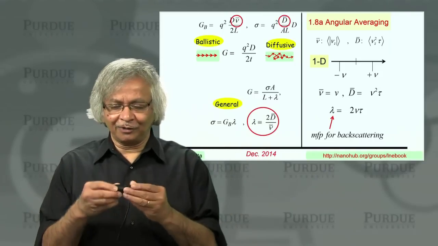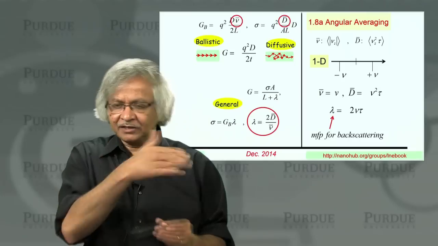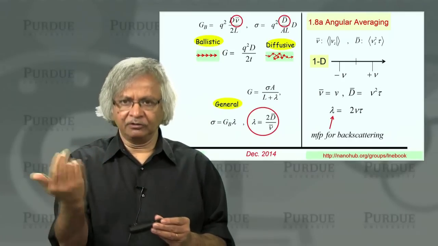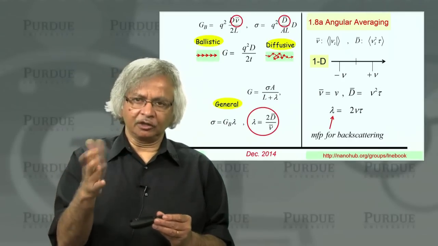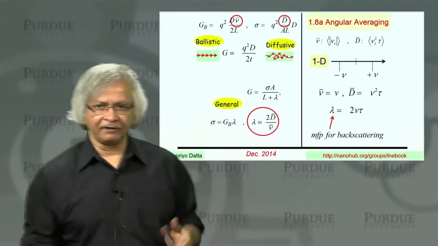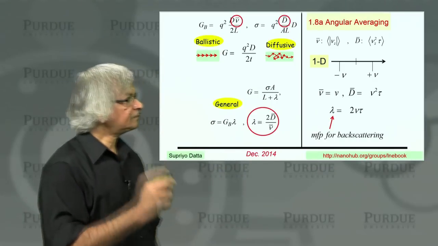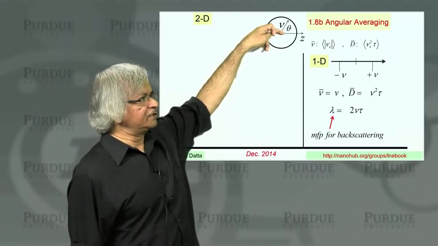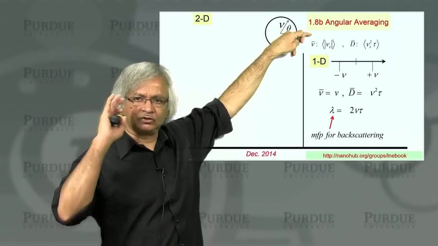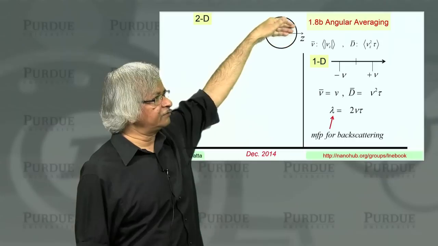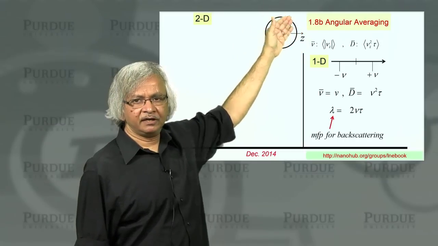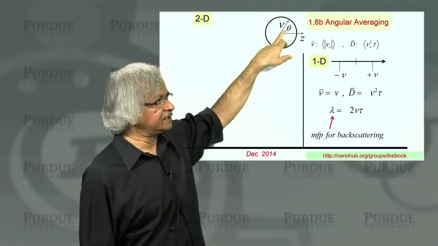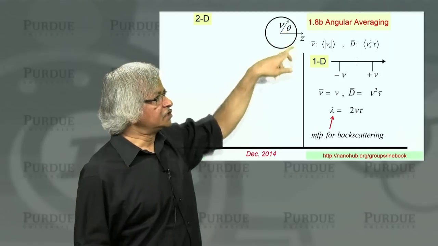Right now we are talking about 1D transport. Next we'll talk about 2D, where you can go around in a circle, and then we'll talk about 3D. That exact numerical factor will change a little bit. So let's do 2D. In 2 dimensions, of course, we have the z direction, which is the direction between source and drain. And then you have electron velocity, which can be at any angle, say the angle theta.